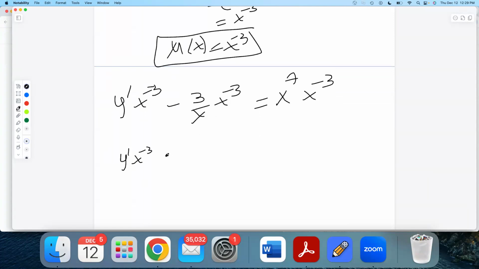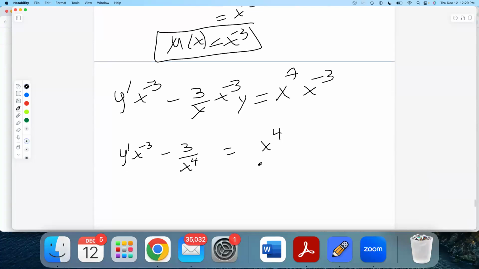This negative 3 could come down. Oh, I lost my y. There's a y there. That negative 3 can come down and hang out with him. And over here, what do we get? Just x to the 4th. The fact that I got 4 in both places is pure coincidence. Don't expect that to always happen.